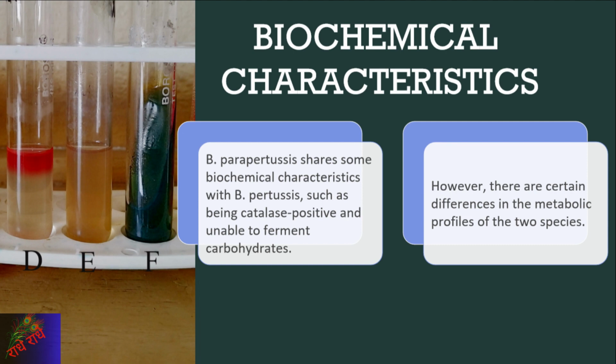For example, while B. pertussis is able to metabolize phenylalanine, B. parapertussis is not. In addition, B. parapertussis is unable to metabolize mannitol, arginine, glucose, and lactose, whereas B. pertussis can. Finally, B. parapertussis is able to metabolize maltose and trehalose, while B. pertussis cannot.